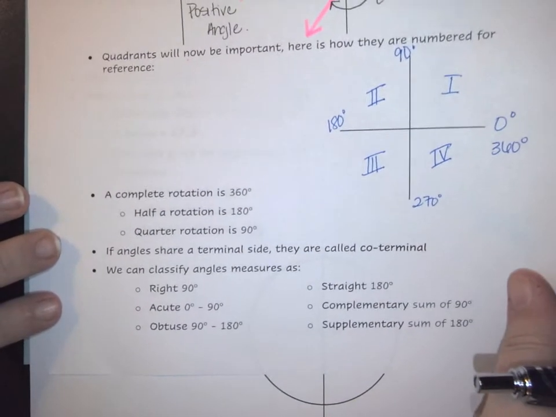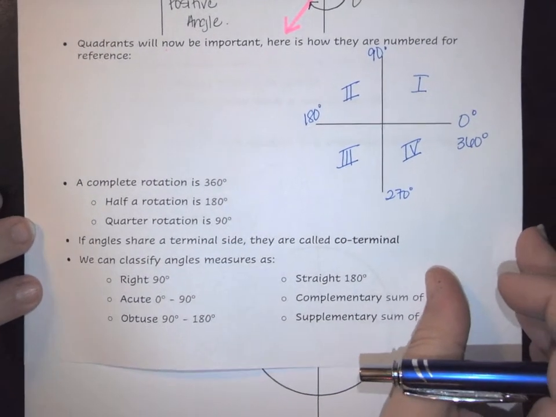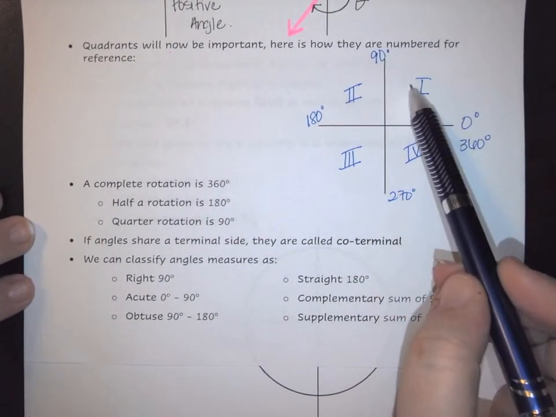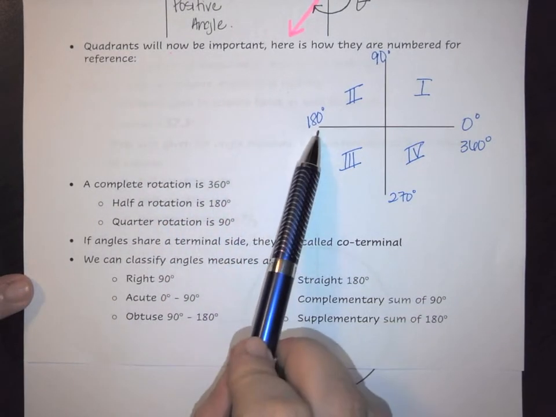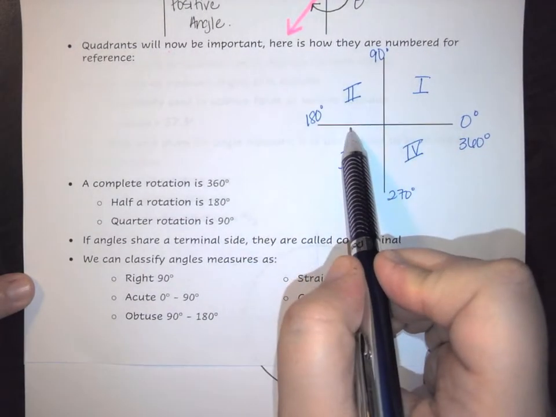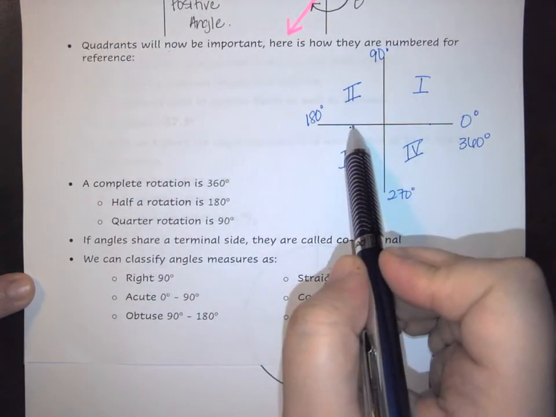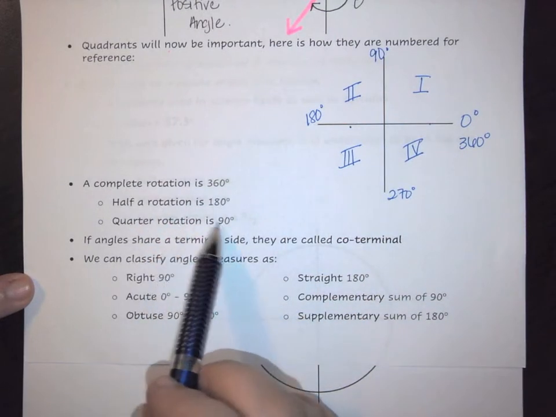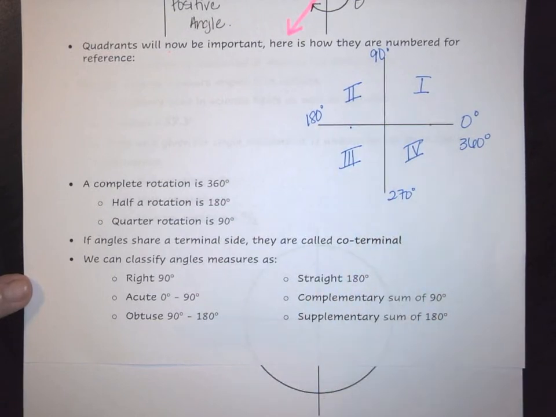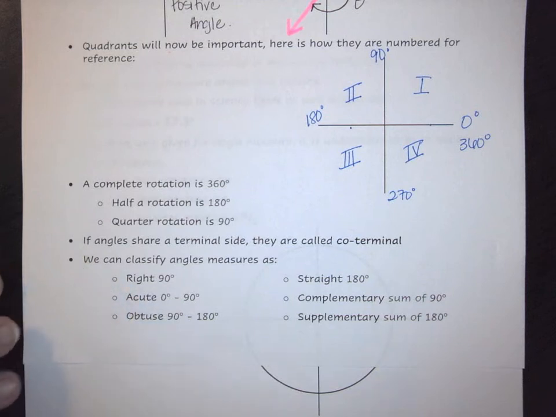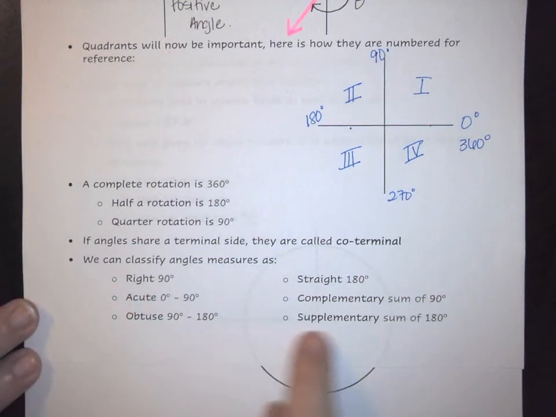Now we have a couple mathematical ideas that we use in relation to our degree measures. So first and foremost, your complete rotation is 360. Therefore, your half rotation is only 180. So if you start at 0 and you go half a circle, or if you start at 360 and go negative, then you have a quarter rotation is your 90 degree mark. Okay, so each one of these represents a 90 degree mark. Now, if your angle shares a terminal side, then it's called coterminal, and that occurs when we are talking about more than one angle together. But we have angle measures we look at.